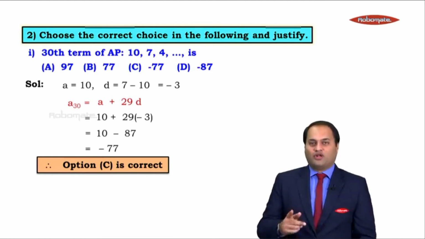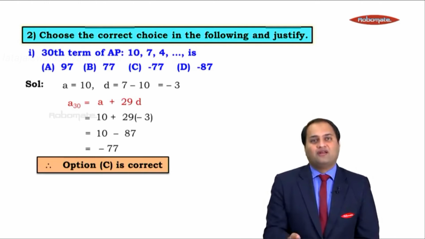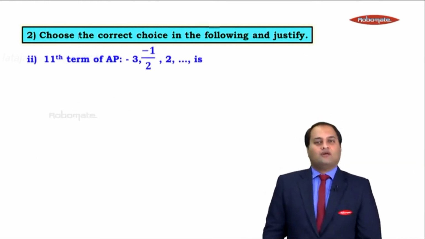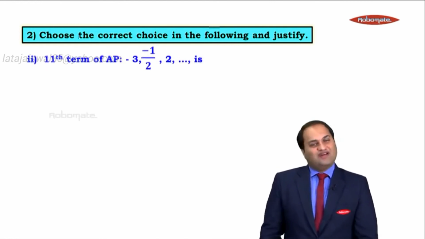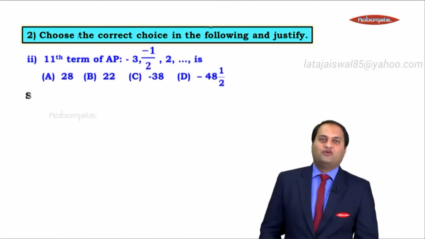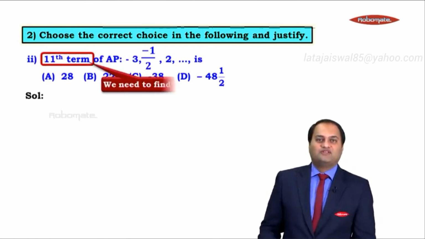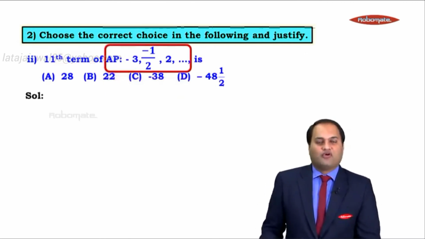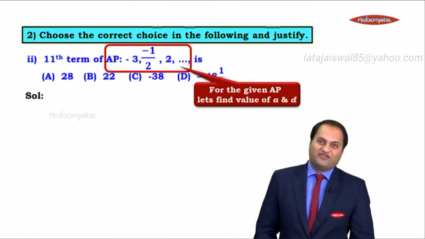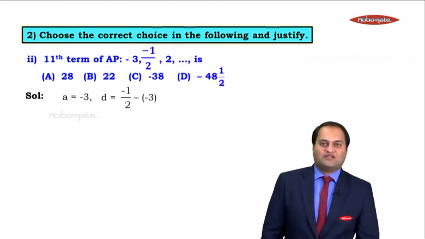Simple. Let's move on. Just one thing that we learned here, A30 is A plus 29D. So what will be A11? A plus 10D, 11 minus 1. Clear? Let's do it. 11th term of the AP 3, minus 1 upon 2, 2 and so on. What did I say? The first thing that we need to do here is, we need to find A11. For that, in such type of sums, whenever an AP is given, the first thing we do is, we find the values of A and D, where A is the first term and D is the common difference.